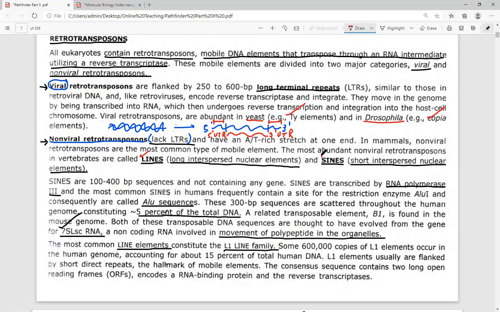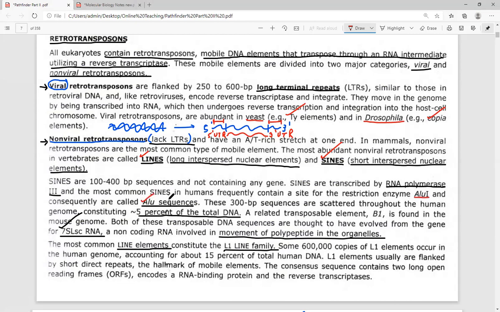So LINE and SINE are present, and these are the two different sequences. I have already told you SINEs are 100 to 400 base pair long sequences and do not contain any genes. SINEs are transcribed by RNA polymerase III, and the most common SINE in humans frequently contains a site for the restriction endonuclease AluI. As it contains a site for AluI, those are referred to as the Alu sequences.